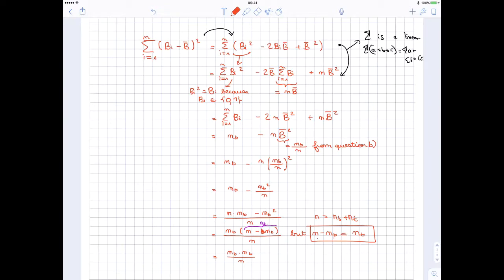Jay? What has she done here? Kyra? Because the mean is a constant, it doesn't have an i, it doesn't change, so I can pull things out of the summation notation. So another thing that she has used here is that constants can be pulled out of summation notations.